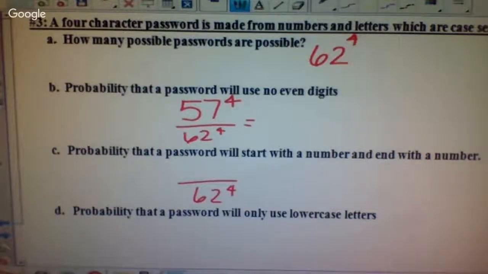Could that be your answer? No, you would actually have to plug it in.